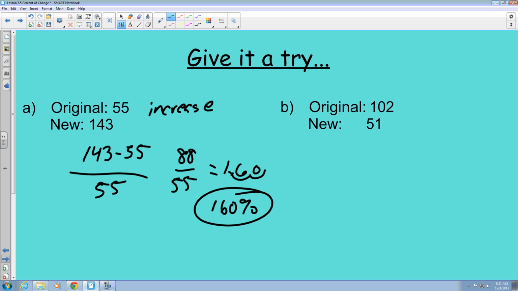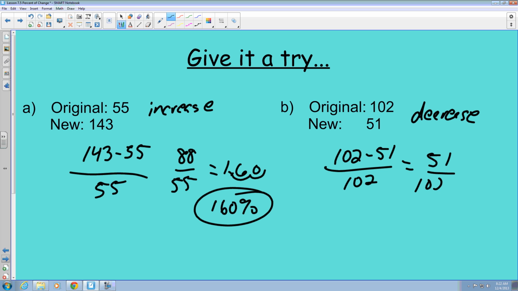For B, it went from 102 to 51, so that went smaller, so that's a decrease. To find the percent change, it's going to be 102 minus 51, which gives me 51 on the top. Then divide that by 102. I get 0.5 as a decimal, so it's going to be 50% is the change.